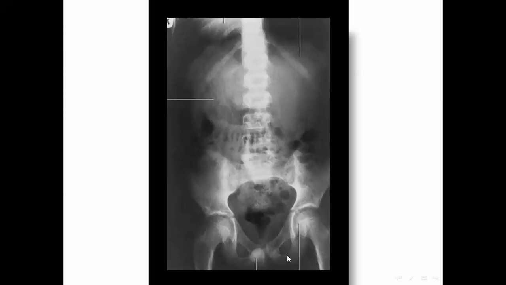This is a plain film showing the gastric rugae seen at your left hand, and soft tissue opacification seen at your right hand, and at the same time the cardiac shadow is seen on the right. So this is a case of situs inversus totalis. The liver is here, the stomach is there, and this is the heart.